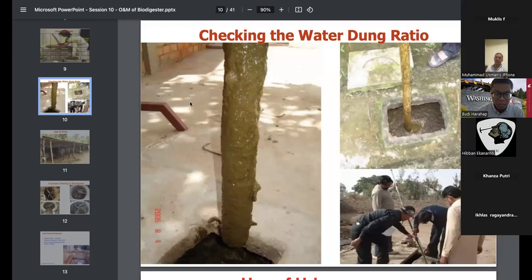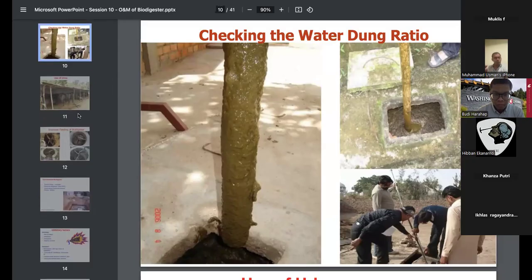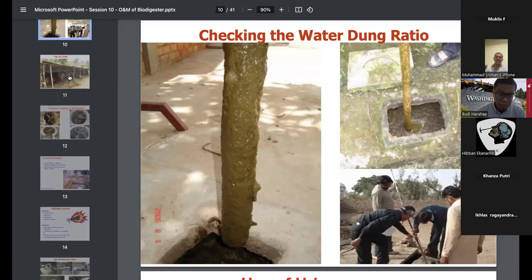And this picture I have put into the slide just to show you that when you are feeding a biogas plant for the first time or on a daily basis, please check your dung to water ratio. Take a stick and dip the stick inside the mixing tank. There are two pictures here, on the right side as well as on the left side. On the left side, the material has the proper ratio of manure and water, and if you dip the stick, the material will stick to the stick.